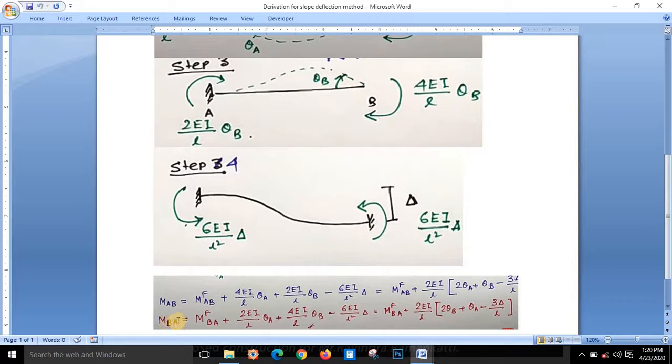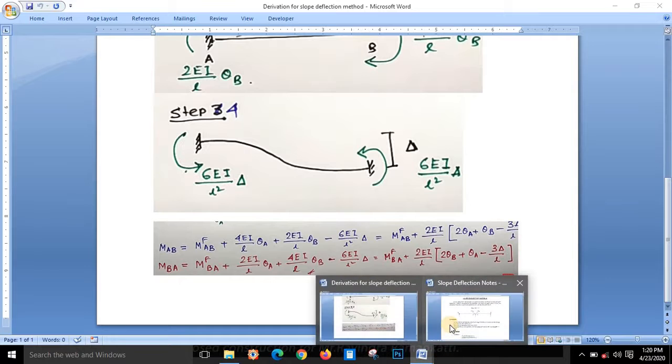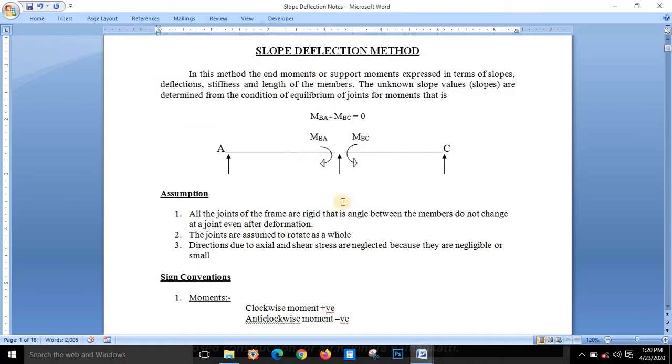Similarly, if I consider another joint, that is joint B, the final moment MBA at end B is equal to this. The same procedure we are going to follow. So remember this particular formula. We are going to use this formula while solving the problems. But before solving the problems, let us study a few basic things.